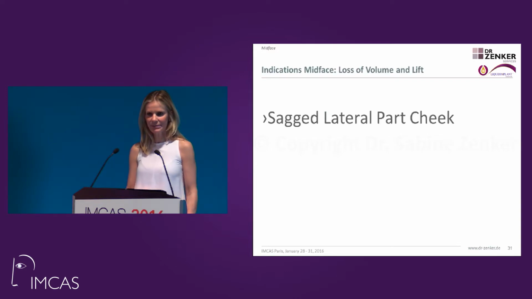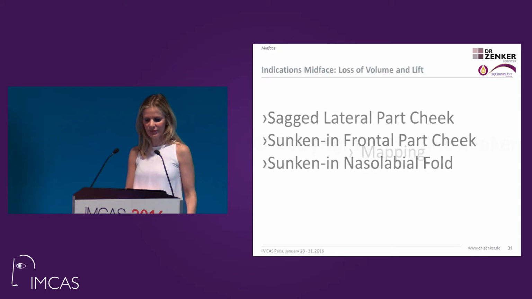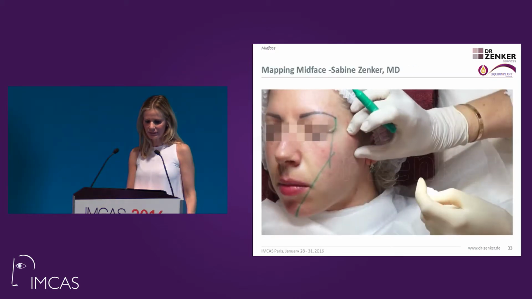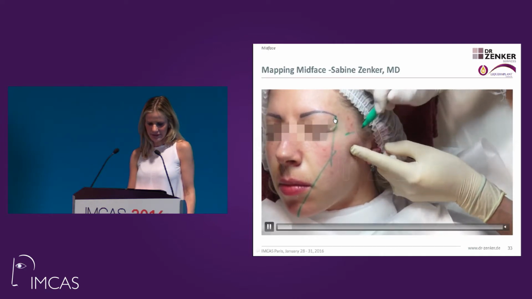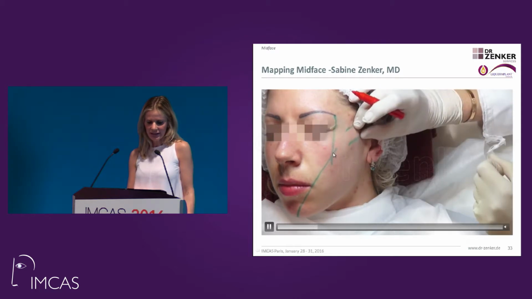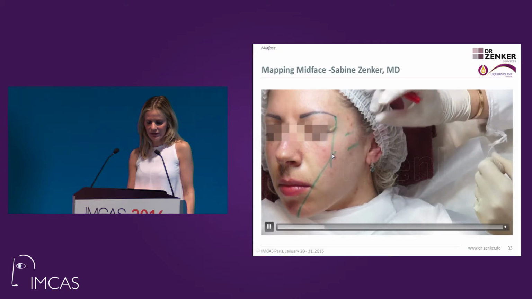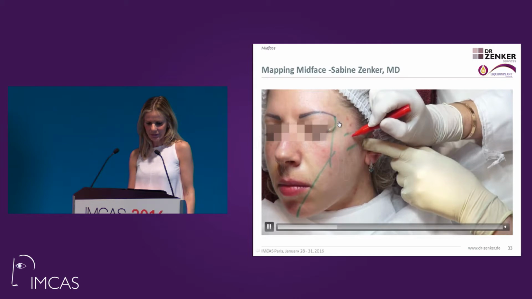The typical indications for the midface for me are the sagged lateral part, the sunken-in frontal part, as well as the nasolabial fold. A mapping might help to find the right entry points. So the two basic first lines I draw are the line which goes perpendicularly down from the lateral orbit, and the other line coming from the mid-mentum. Where it crosses this line is one of the injection or entry points, the cheek apex point.